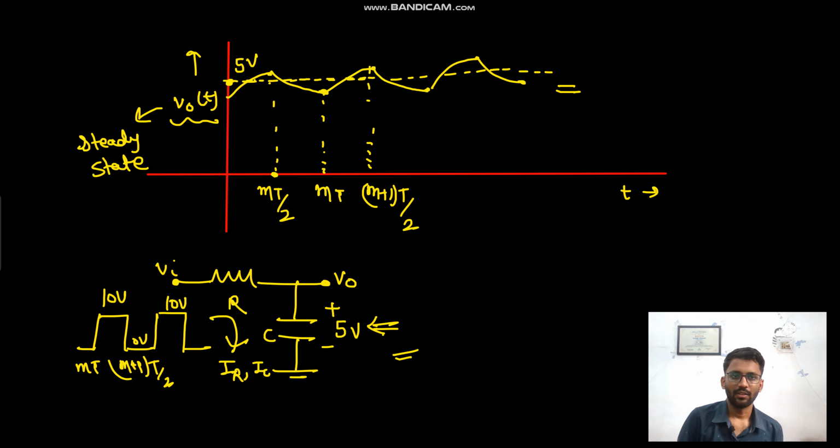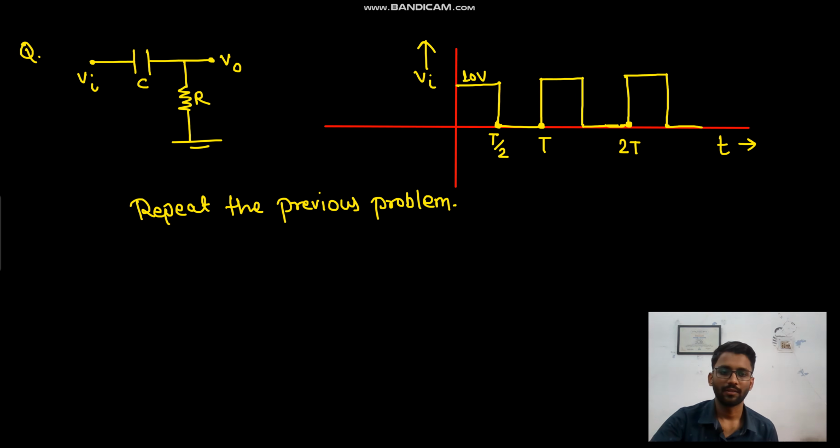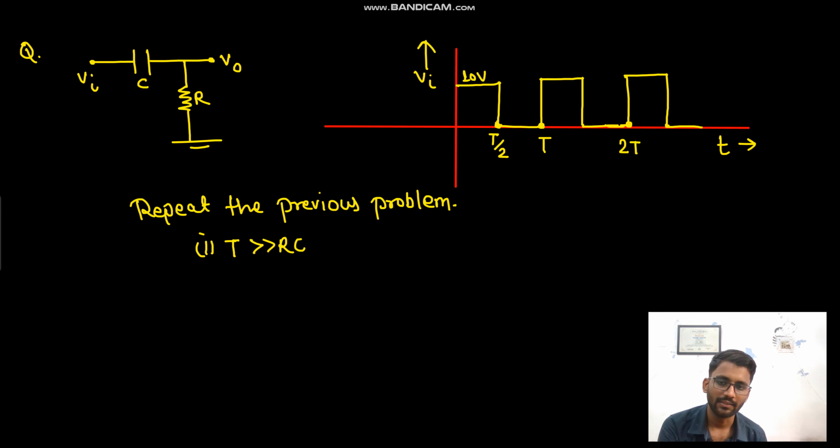Okay, thank you. Hello everyone, now we'll see this circuit. Here the positions of R and C are interchanged. You have to draw the waveform of output V0 for two conditions: T is very much greater than RC and T is very much less than RC. We will move a bit faster in this one because we have already seen the concepts. So the first condition is T is very much greater than RC.